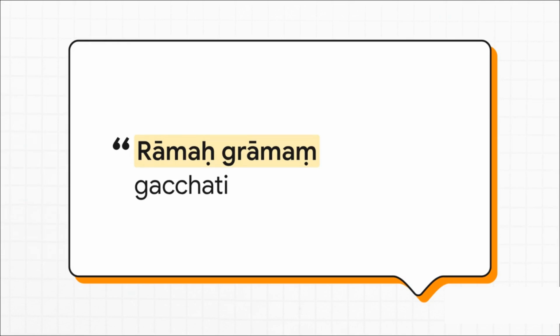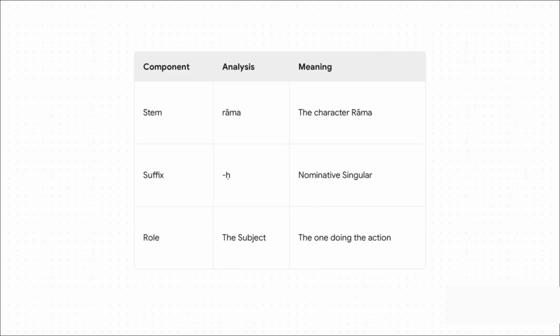So we're going to go back to our example sentence, Ramaha gramam gacchati. And our mission right now is to prove, without using word order at all, that this has to mean Rama goes to the village. Let's start with Ramaha. The stem is obviously Rama. But here's the kicker. It's that ending, that ha sound. That suffix is like a big red flag. It tells us loud and clear that this word is the nominative singular. In simple terms, this is our subject. He's the one doing the action.